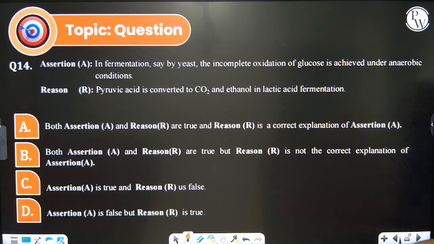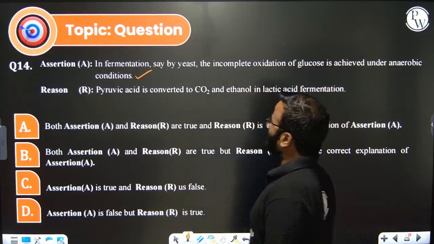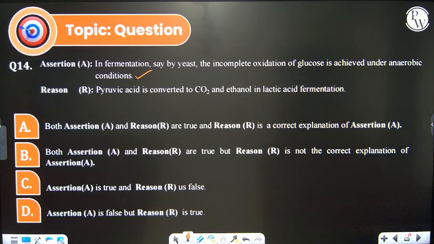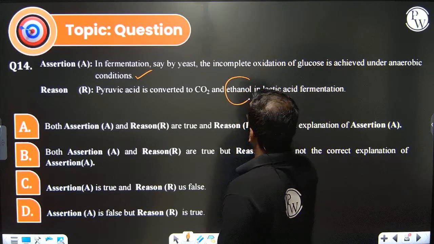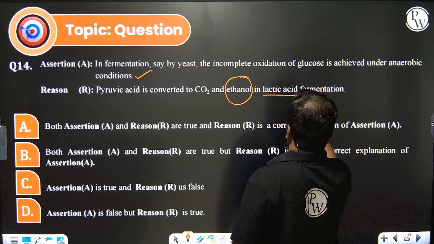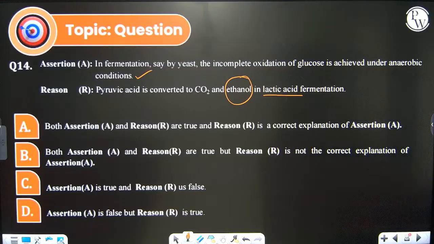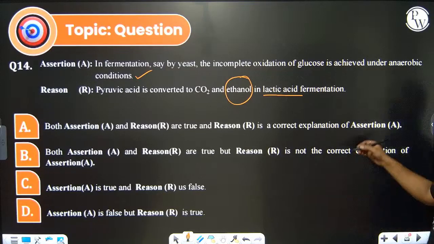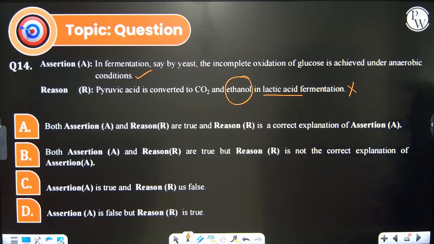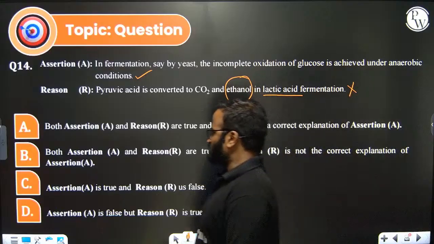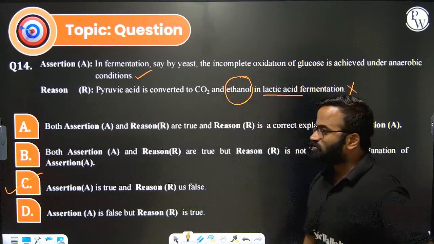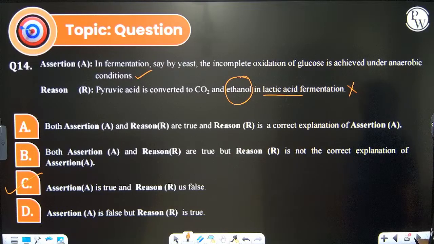In fermentation, say by yeast, the incomplete oxidation of glucose is achieved under anaerobic conditions, which is true. Pyruvic acid is converted to CO2 and ethanol in lactic acid fermentation. Why on earth that we'll see ethanol in lactic acid fermentation? The name itself indicates lactic acid is released in the lactic acid fermentation. So the reason is false as a statement. So the answer will be assertion is true and reason is false. So the answer would be C. Let's go for the next question.